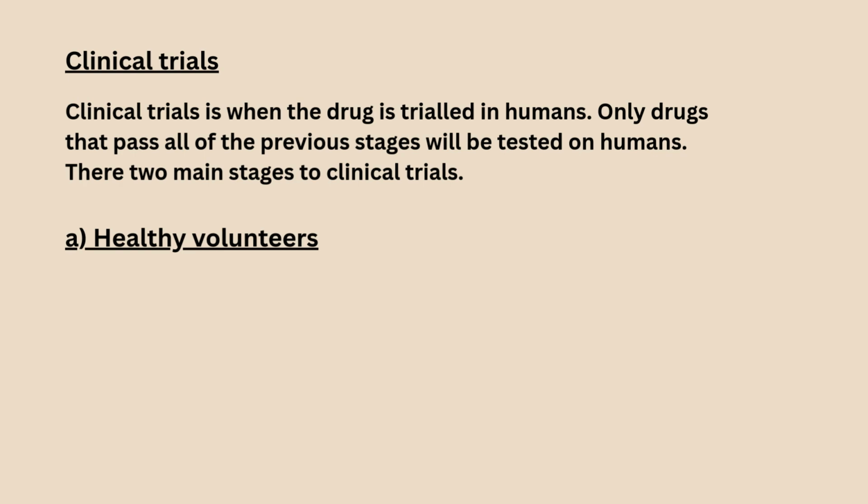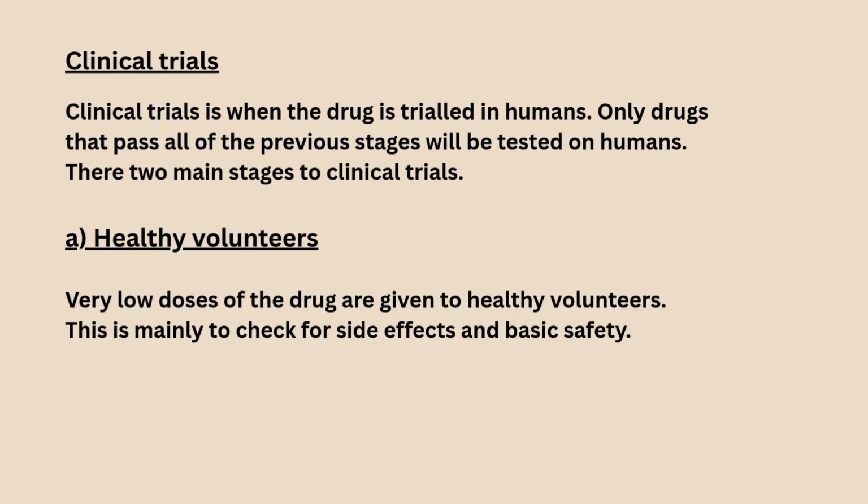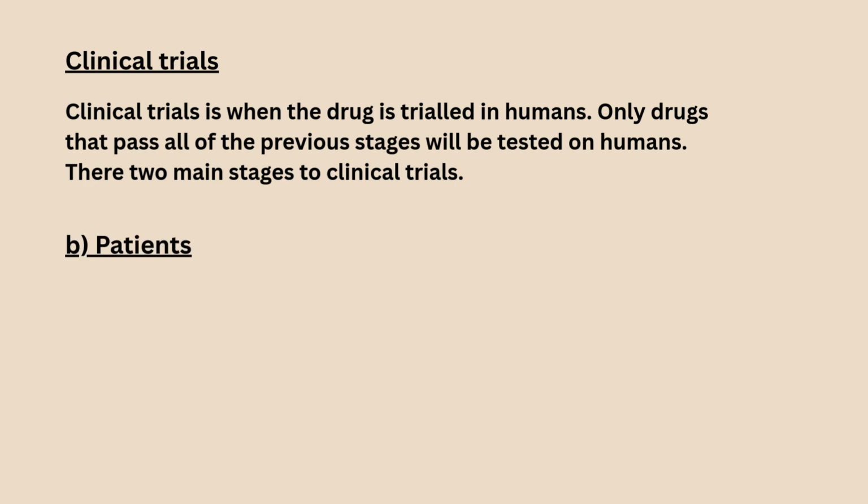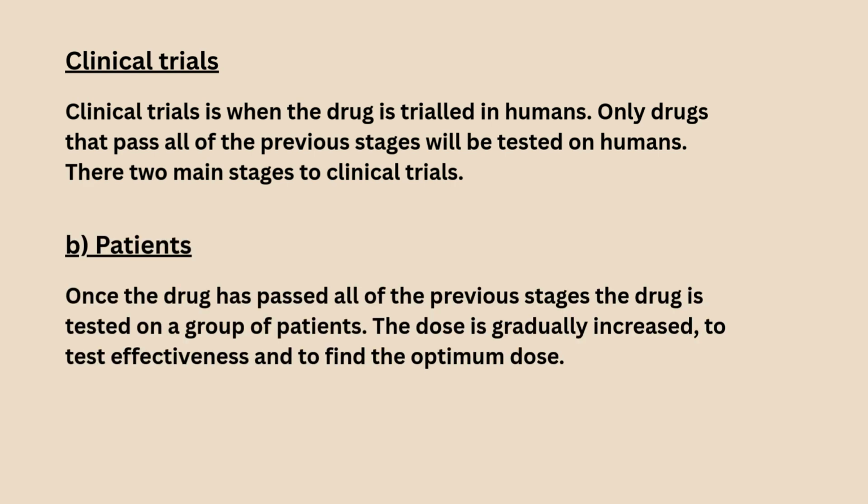Firstly, we use healthy volunteers, and very low doses of drugs are given to healthy volunteers. This is mainly to check for side effects and basic safety. Next, it will be tested on patients, assuming it passes the healthy volunteers stage. Once the drug has passed all of the previous stages, the drug is tested on a group of patients. The dose is gradually increased to test effectiveness and to find the optimum dose.